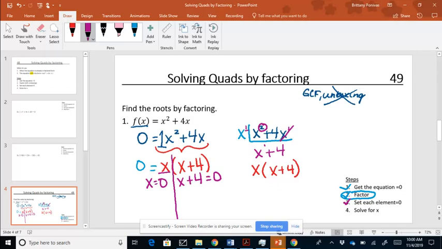Well, can we do anything with x equals 0? No, x is already by itself. So one of your answers is simply x equals 0. Solving x plus 4 equals 0, you would subtract 4 from both sides. And we would be left with x equals negative 4.